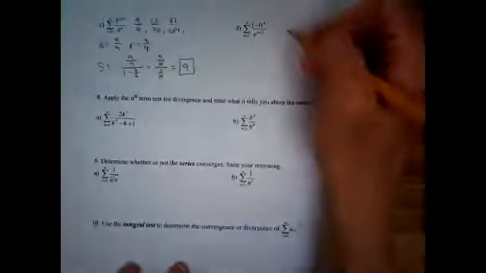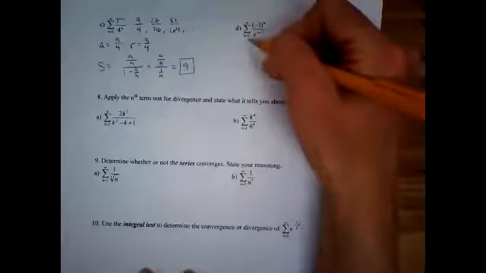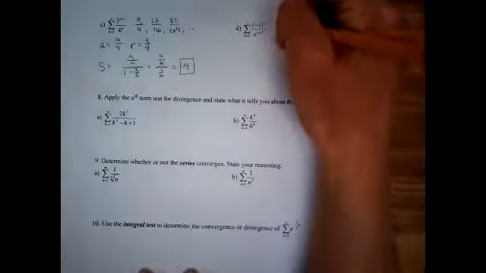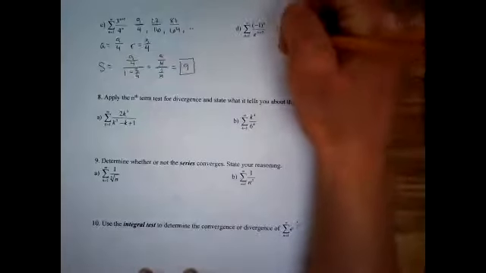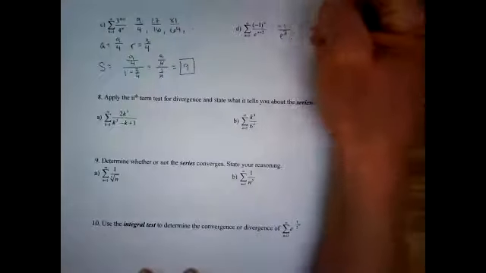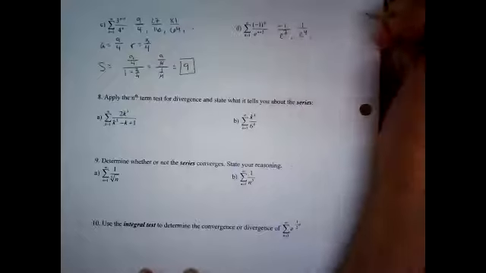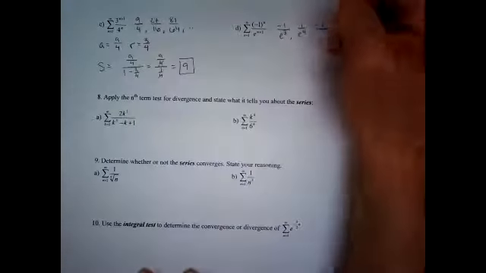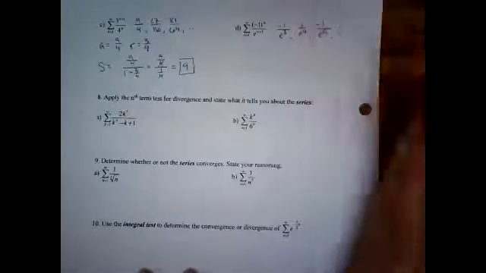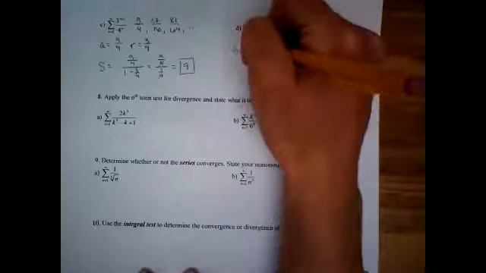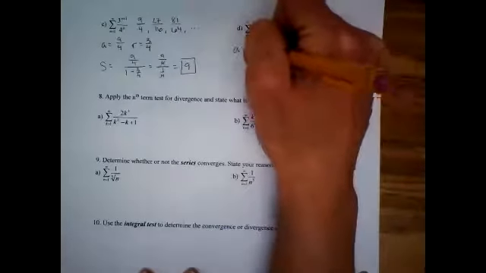All right, and then this one, same thing. I'm going to start by just listing out a few of these terms. So plugging in 1, that's going to give us -1 over e cubed. Plugging in 2, that's going to give us +1 over e to the 4th. And then plugging in 3, we'll have -1 over e to the 5th. And that's good enough. I can see what's going on there. So first term is -1 over e cubed.